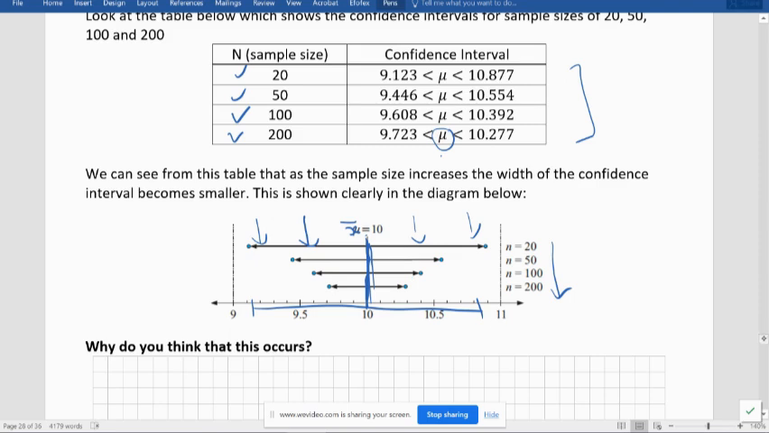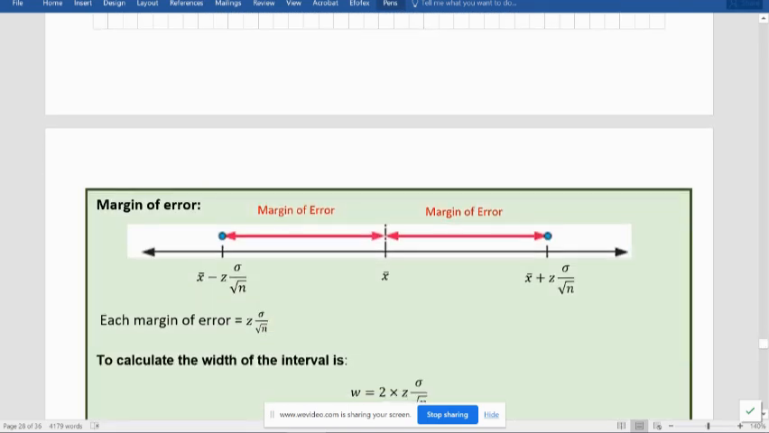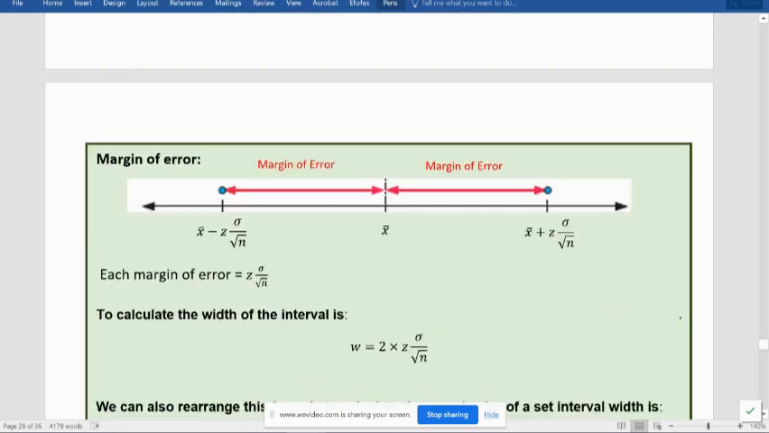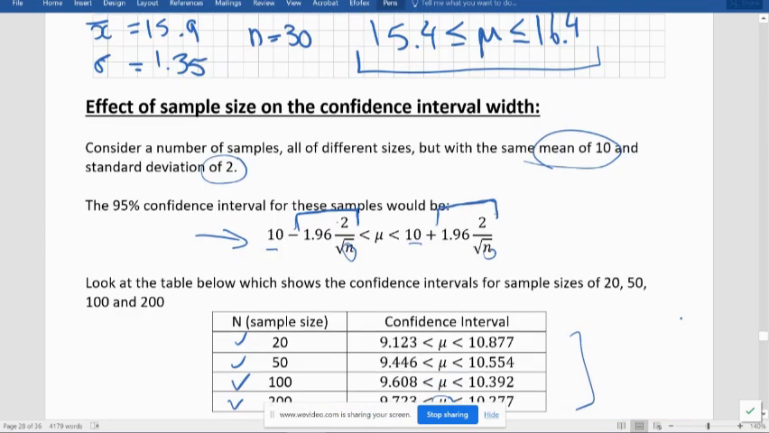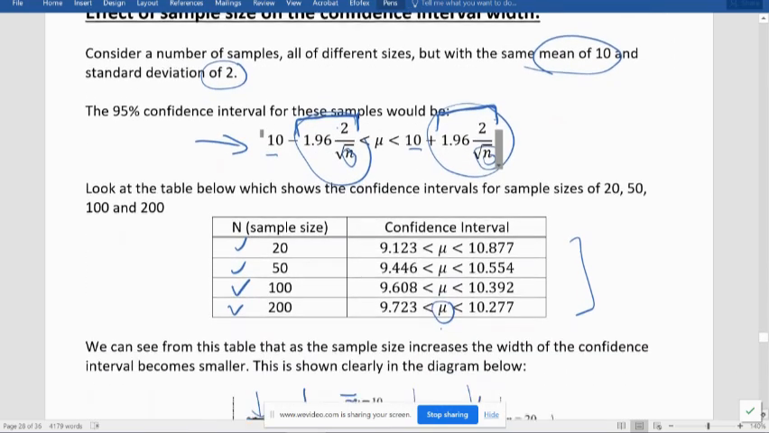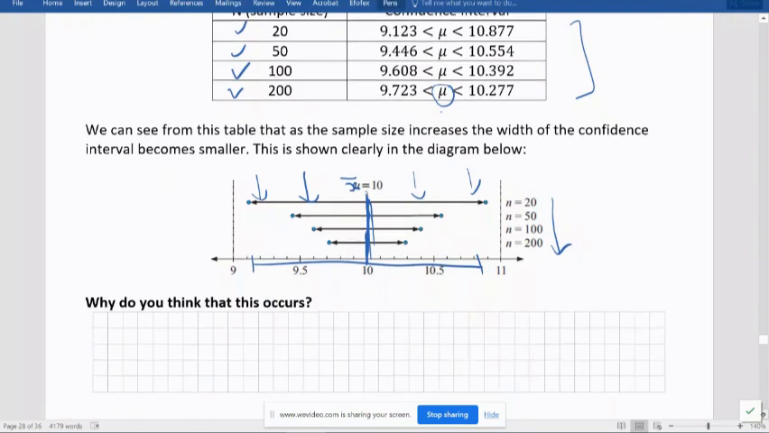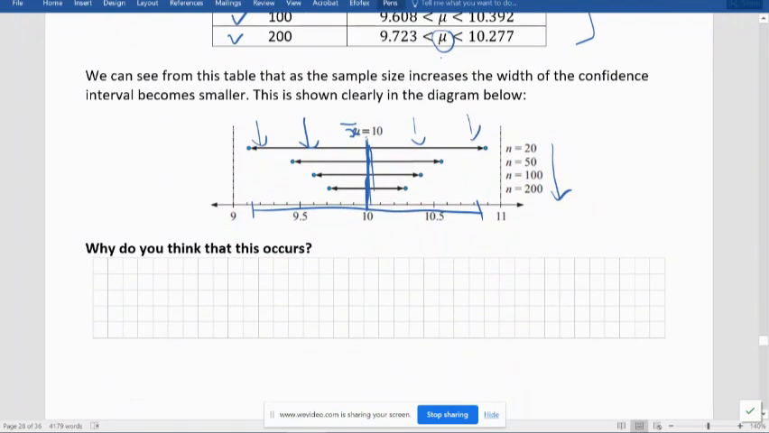So as n increases, the width will decrease. If we go back to the formula to help understand that, if you increase n, you're going to be dividing by a number that's getting bigger and bigger and bigger. So as that gets bigger, this thing that you add and subtract gets smaller. So if you add and subtract something smaller, the width is going to be less and the spread is going to decrease.